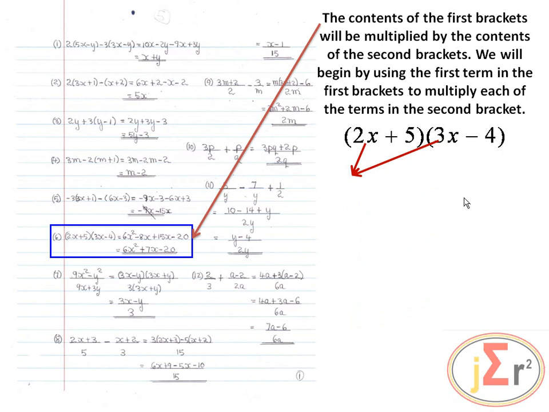2 times 3 is 6, but do not forget x multiplied by x is equal to x squared.